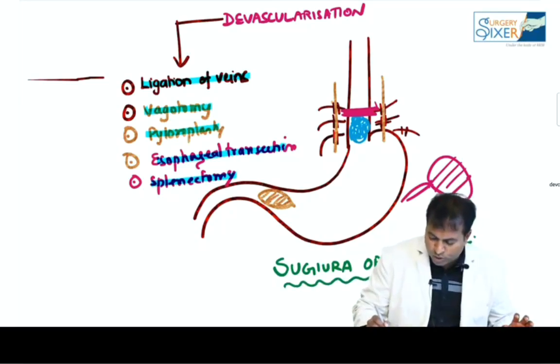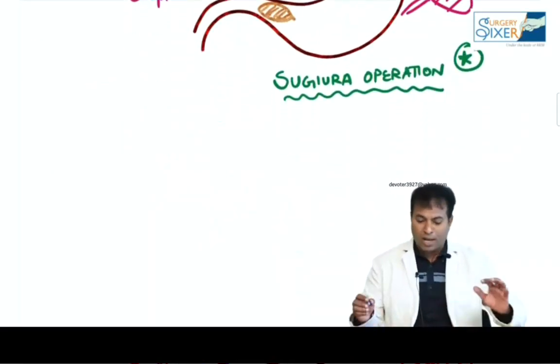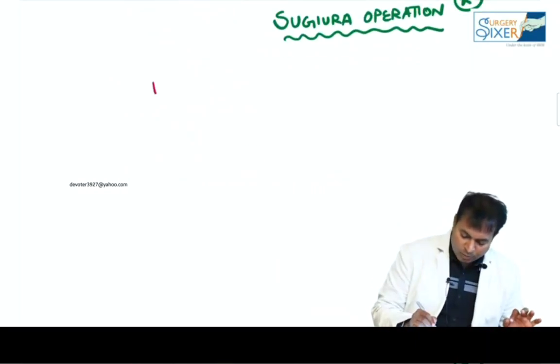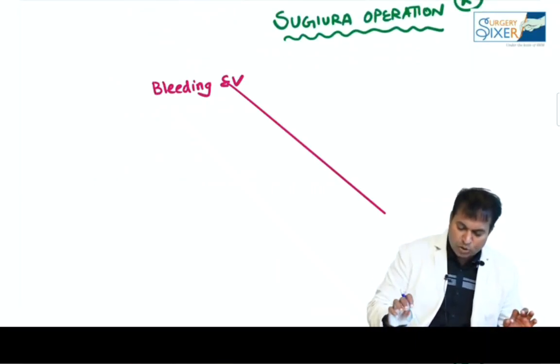This operation is known as Sugiura operation. Please don't forget, it is a Japanese surgery, Sugiura operation. So now let me make that flow chart, what we did. So bleeding esophageal varices patient comes to your clinic.